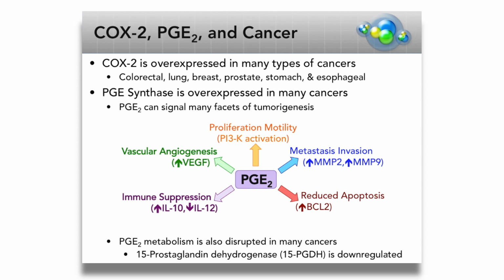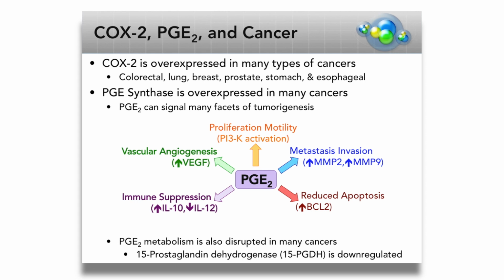COX2 is overexpressed in many different types of cancers: colorectal, lung, breast, prostate, stomach, and esophageal, among others. Importantly, prostaglandin E2 synthase is overexpressed in many cancers as well. PGE2 is also biologically active and can signal many facets of tumorigenesis, including proliferation, vascular angiogenesis, immune suppression, and reduced apoptosis. Importantly, PGE2 has been shown to mediate metastasis of certain types of cancers.